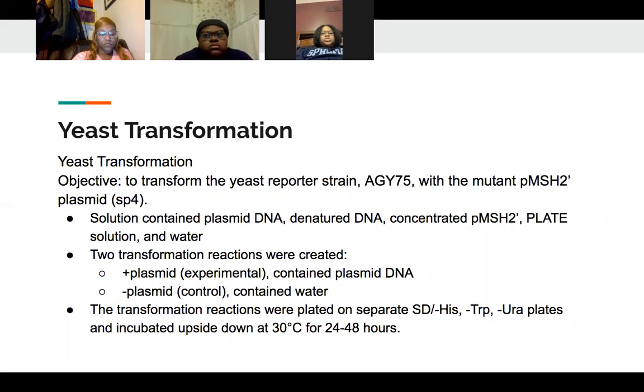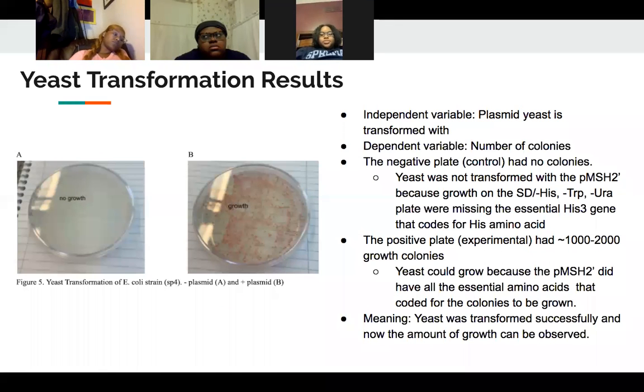There were 2 transformation reactions created, which was a positive plasmid, which is the experimental one, and it contained plasmid DNA, and also a negative plasmid, which is the control, and it contained water. Those 2 transformation reactions were plated separately on SD His minus, Trp minus, and Ura minus plates and incubated upside down at 30 degrees Celsius for 24 to 48 hours.